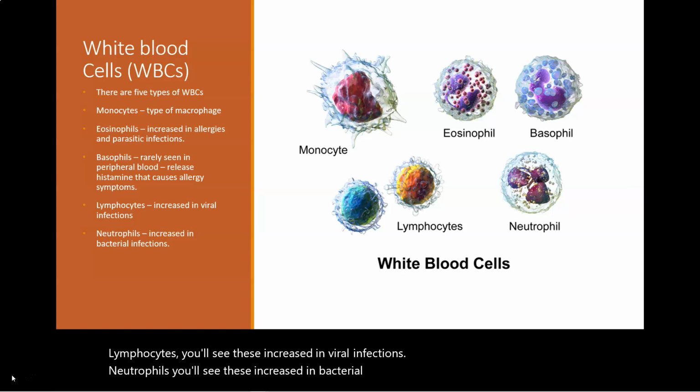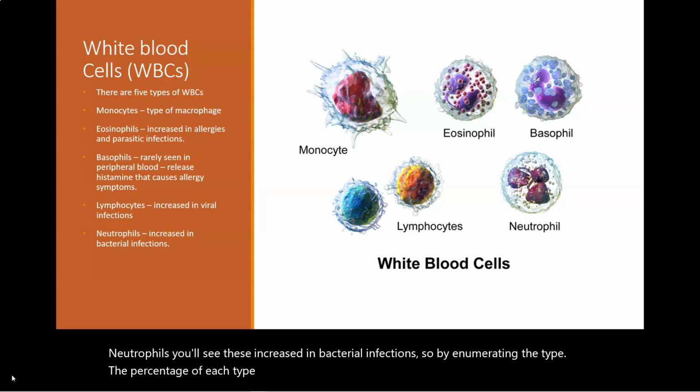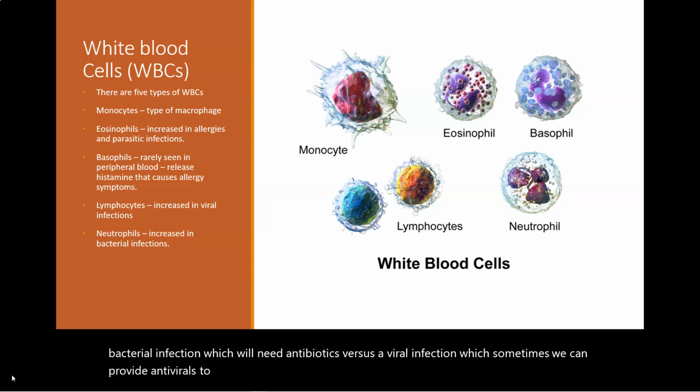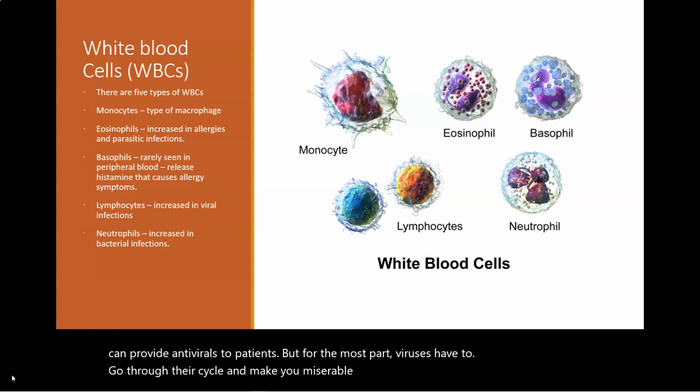So by enumerating the percentage of each type of white cell present, doctors can determine whether this is a bacterial infection, which will need antibiotics, versus a viral infection, which sometimes we can provide antivirals to patients, but for the most part, viruses have to go through their cycle and make you miserable. For example, a cold.